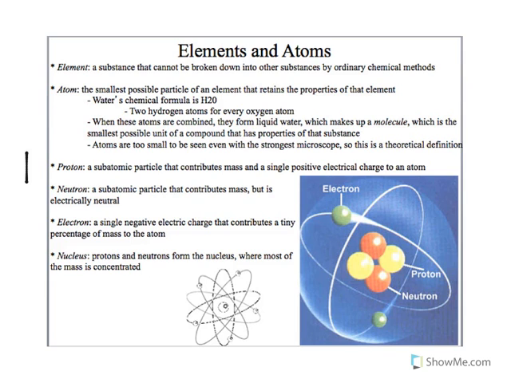Protons have a positive charge. They do have mass, so they contribute to the overall weight, but they have a positive charge. A neutron is neutral. It has no charge at all, but it does have weight, so it contributes to the overall mass. An electron has a negative charge. It does have mass, but it's really, really tiny, so we don't really count it too much.